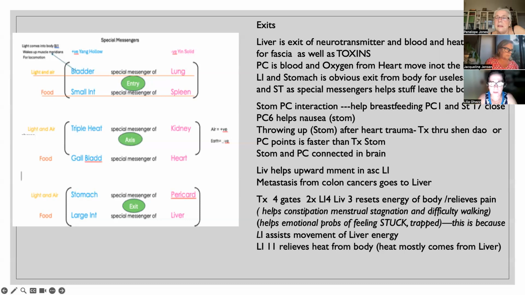So the four gates are two Liver 14 and Liver 13. No, two Large Intestine 4. Sorry, two Large Intestine 4 and Liver 3. So when you treat Large Intestine 4 and Liver 3?